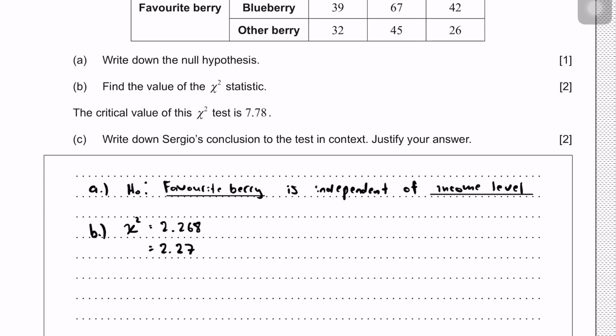The critical value of this chi-squared test is 7.78. Part C asks us to write down Sergio's conclusion to the test in context and justify your answer. All right, so 2-mark question. The structure of these is often the same.